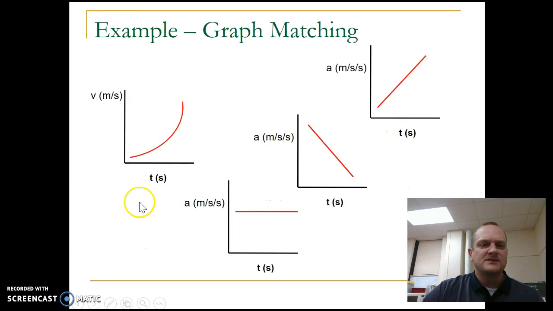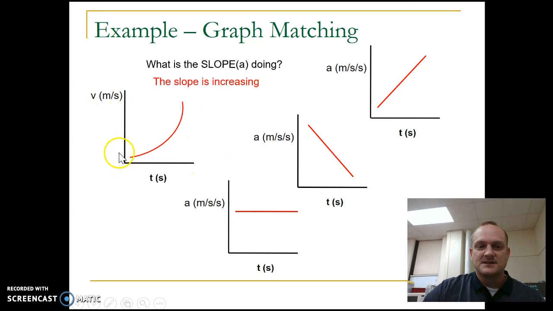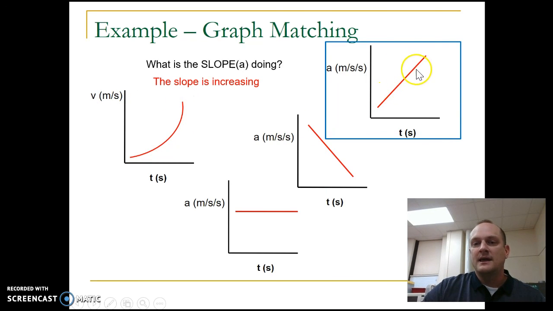A little bit of graph matching for a second, right? So what is the slope doing? Well, let's look at is this velocity versus time graph? The slope is increasing, right? So that's going to be an increasing acceleration.